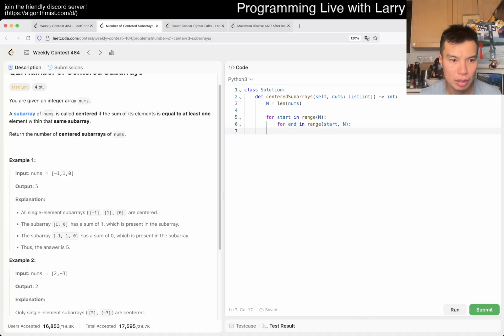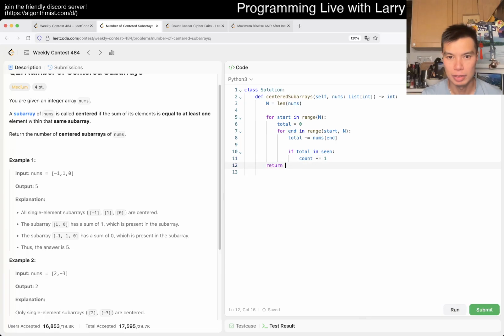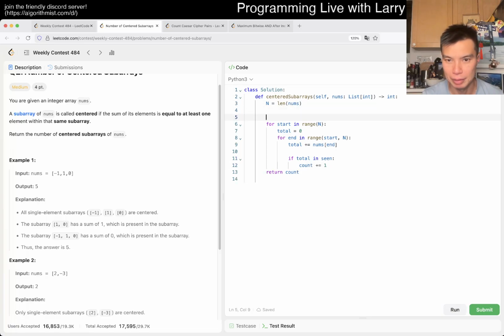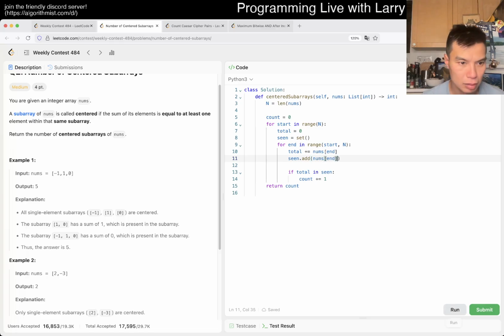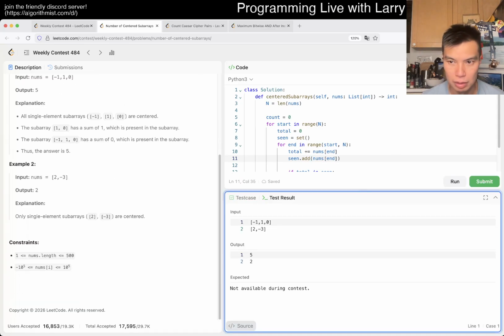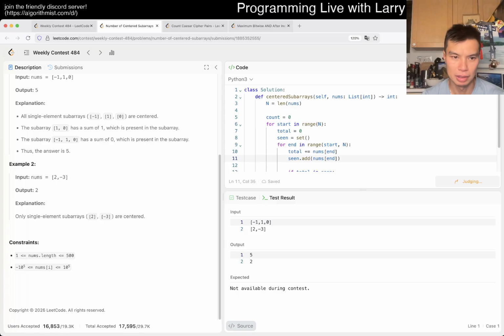So then what are we doing? We want total. Right, so then if total is in, something like that, right? I know I'm missing some stuff. So 5.2, right? Hopefully I didn't miss something silly.